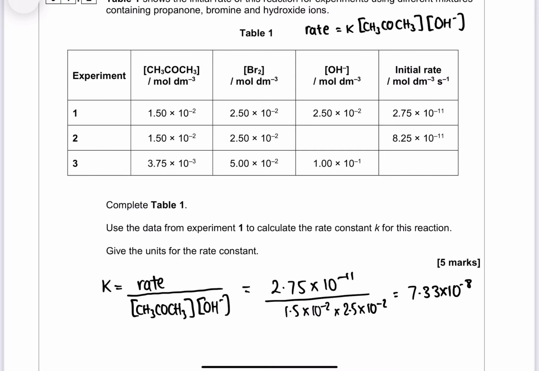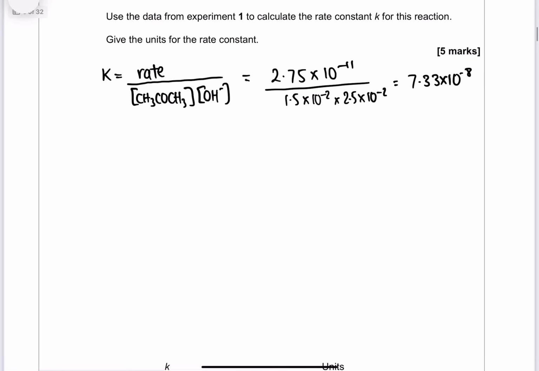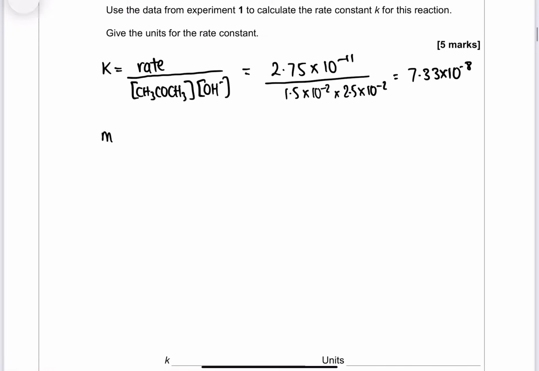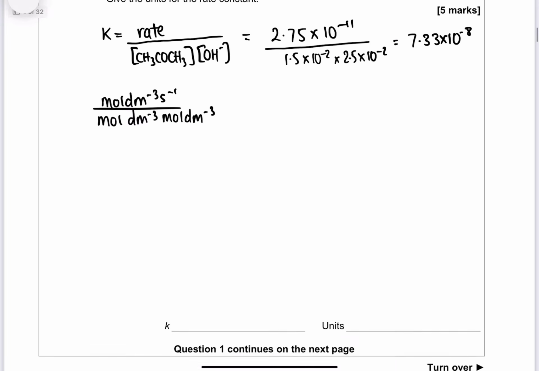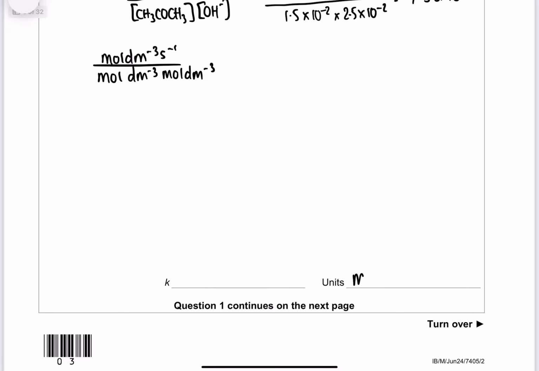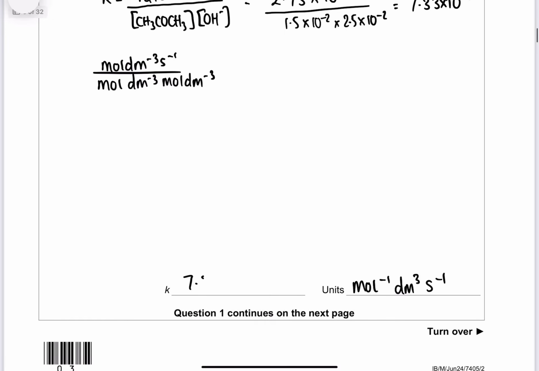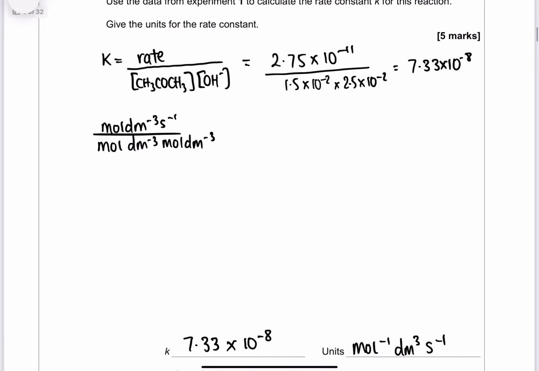And you can work out the units because you've got the units of rate, moles per decimetre cubed per second, divided by the units of concentration twice. If you work that out, you've got moles to the minus 1, dm cubed, seconds to the minus 1. 7.33 times 10 to the minus 8 is our value of K.